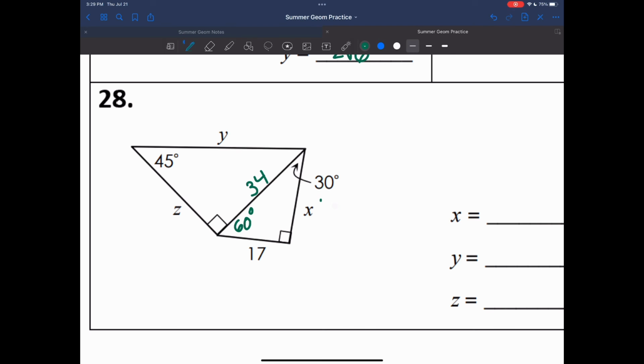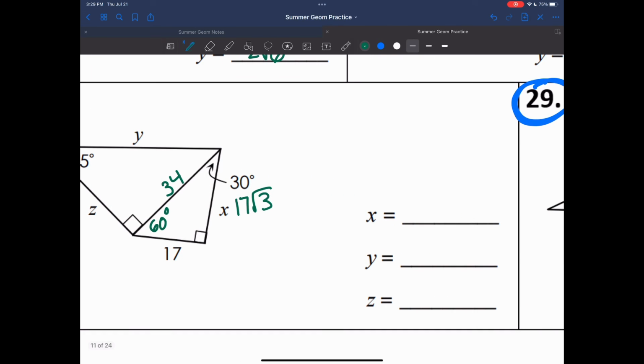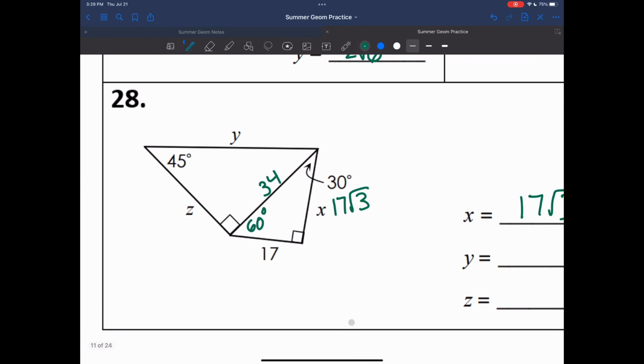So x is just going to be 17 square root 3. So we found one of our solutions, 17 square root 3. Now to find y and z, we're going to have to look to our other triangle. Okay, now we know a little bit about this since we solved the other one.